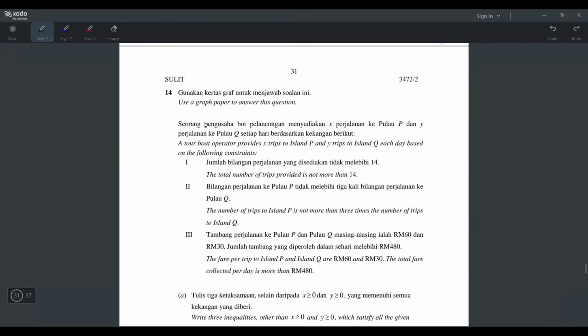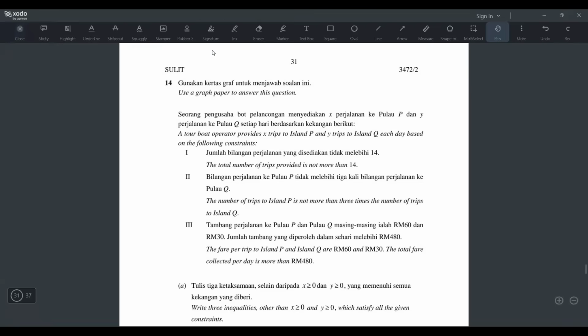Okay, let's continue with question number 14. 14 is a linear programming question. So you need graph paper for this. So let's read. Use a graph paper to answer this question. Okay, we know that. And then they say a tour boat operator provides x trips to island P and y trips to island Q each day based on the following constraint.